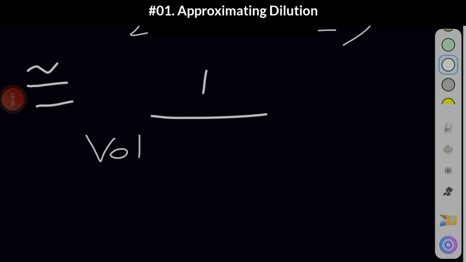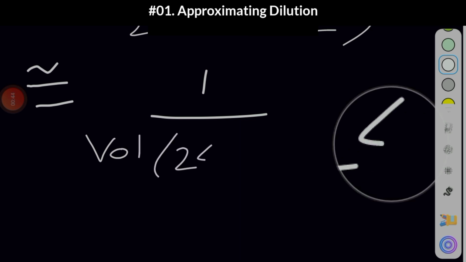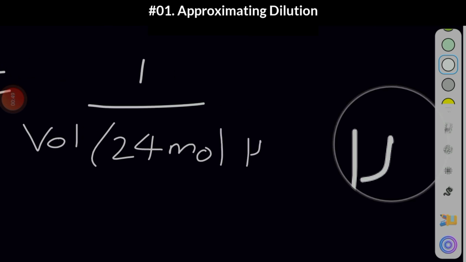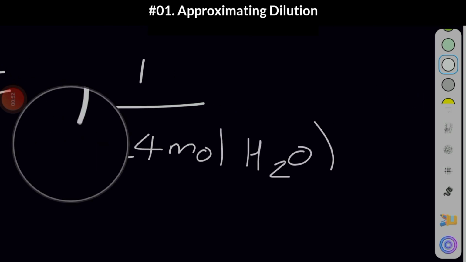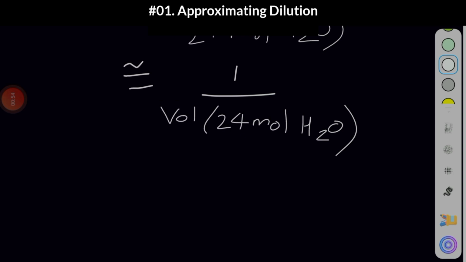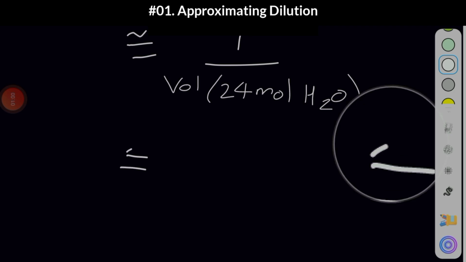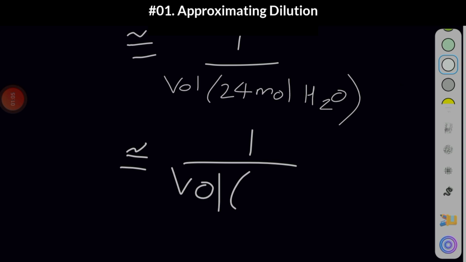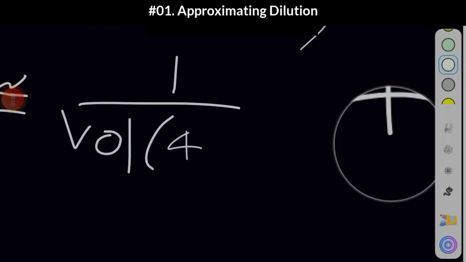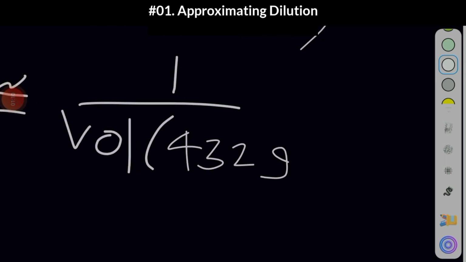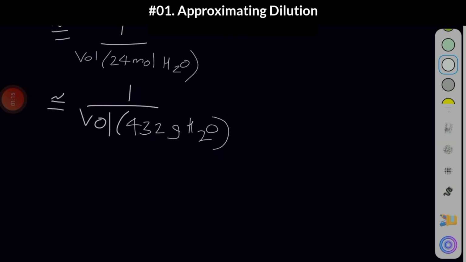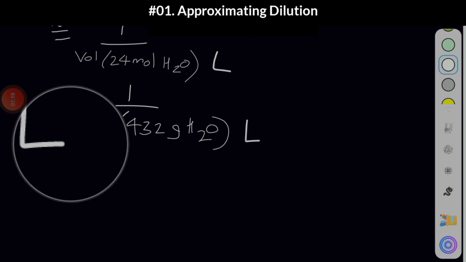That's why we say this is approximately equal to 1 over volume of 24 mole of water. That's the thing. Now how do we calculate this? Let's see. We have this to be equal to 1 over volume of 432 gram H2O. Okay, this is in liters, this is also in liters.